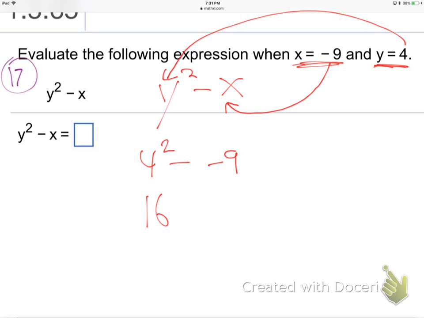So that's 16, the double negative. Positive 16 and 9, 25.